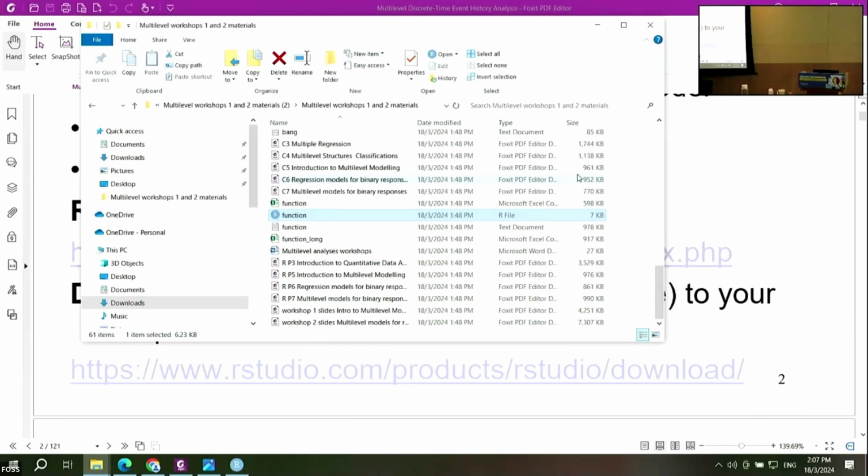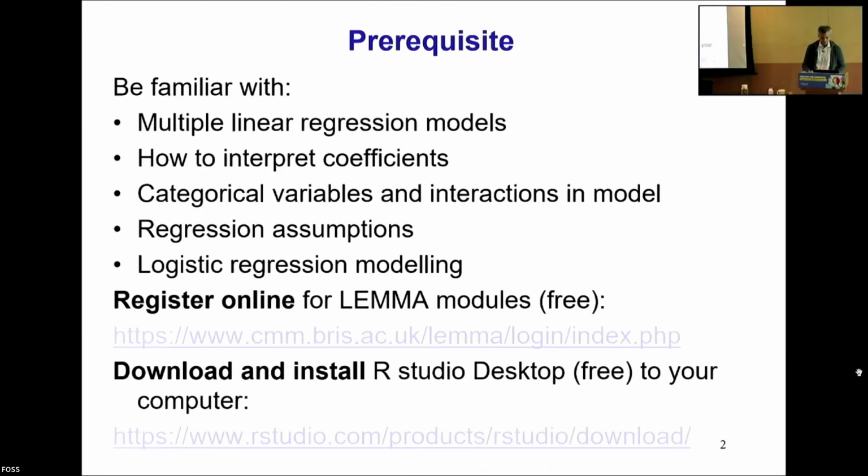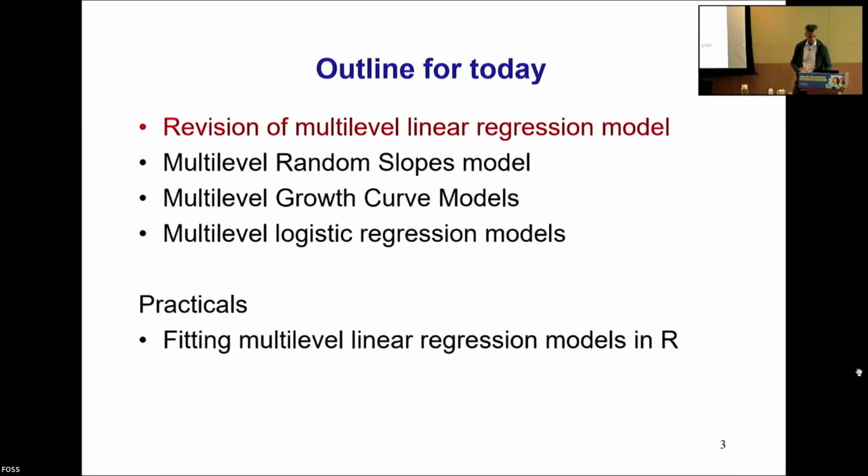The additional files, function, relate to the first bit of today's workshop, which is the repeated measures analysis. The data sets that we'll be using for the first bit are function, and the R script file is function. So we're using these particular data sets for the first bit. So let's make a start on today's workshop.